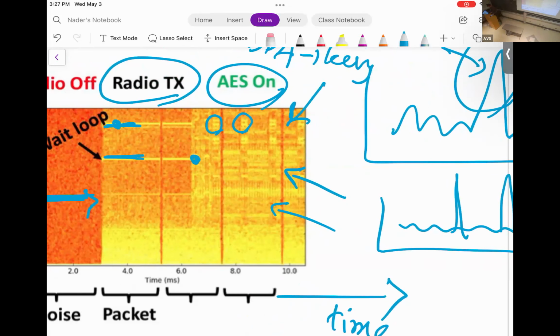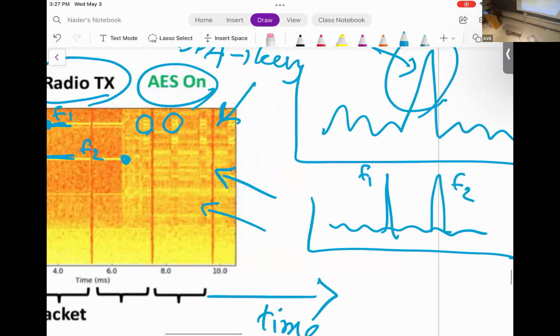So let's say, for example, this is frequency F1, this is F2, and so on. I'm just plotting the frequency over time.